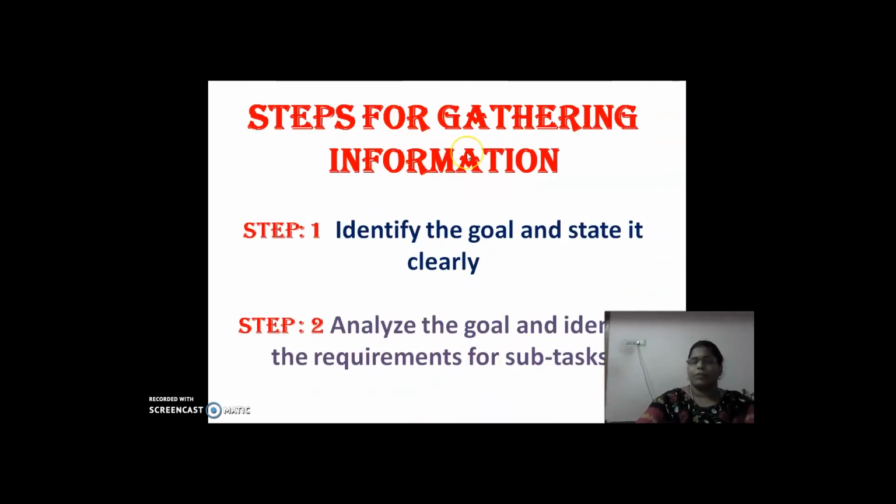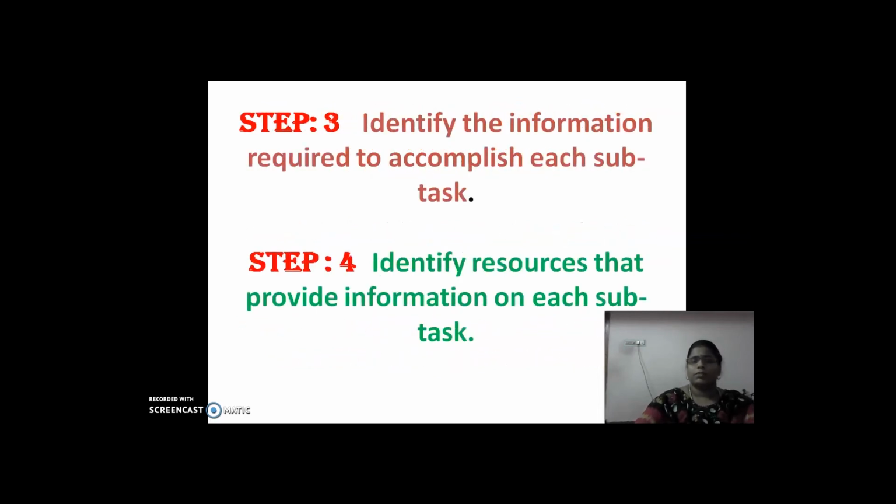Steps for gathering information. What is the first step? Identify the goal and state it clearly. Next step, analyze the goal and identify the requirements of subtasks. Step 3, identify the information required to accomplish each subtask.